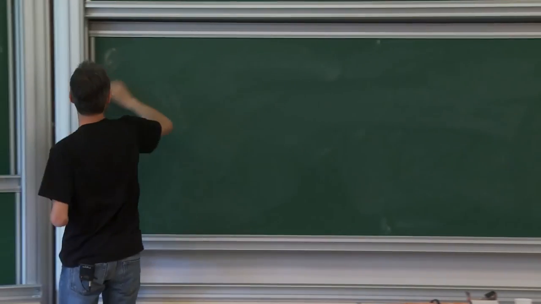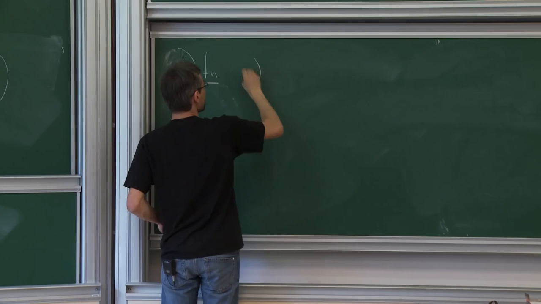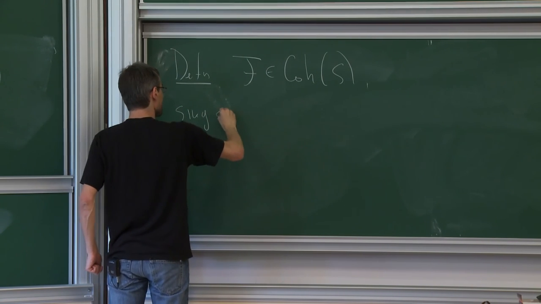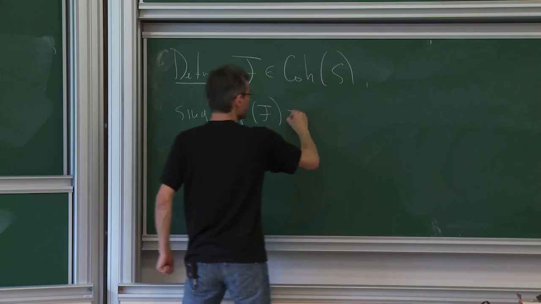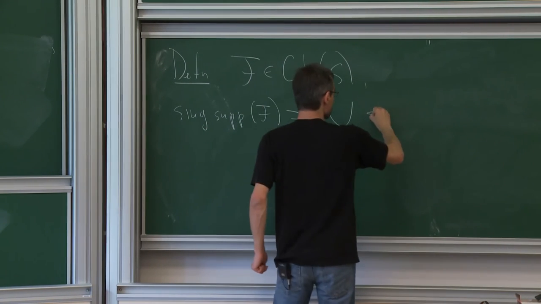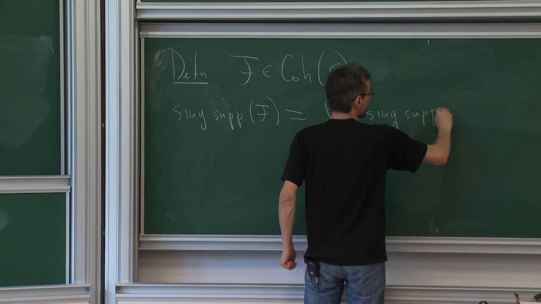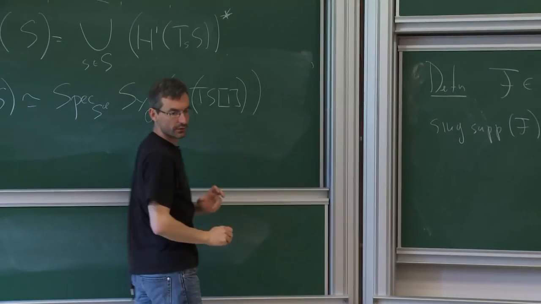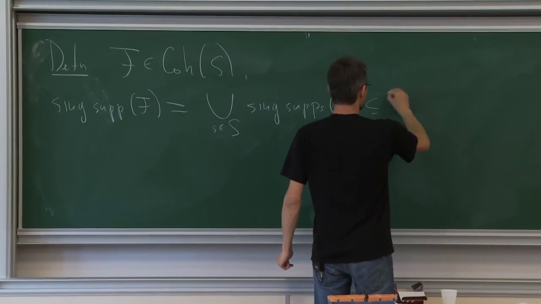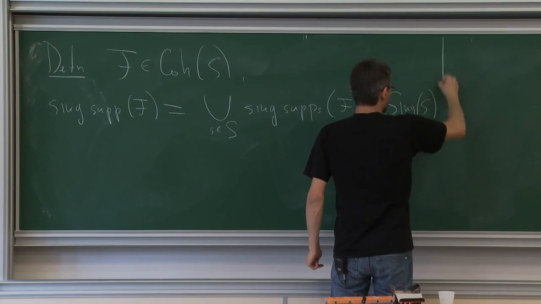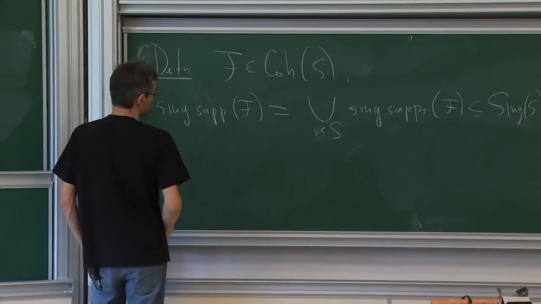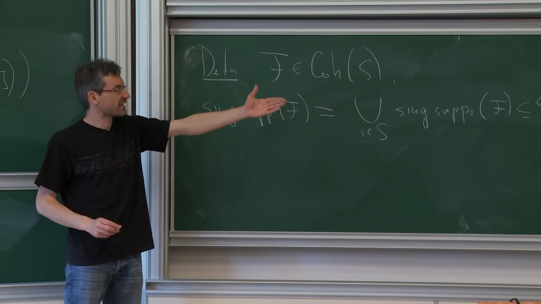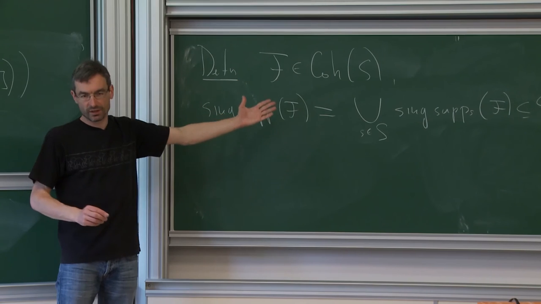So finally, definition: for F in Coh(S), the singular support of F is the union over s in S of these pointwise singular supports. Each of these sits inside the corresponding fiber, so it makes sense as a subset in Sing(S). So a proposition that I'll explain: fiberwise it's Zariski closed. As I wrote, it's not obvious it's Zariski closed, but it's not difficult to prove.